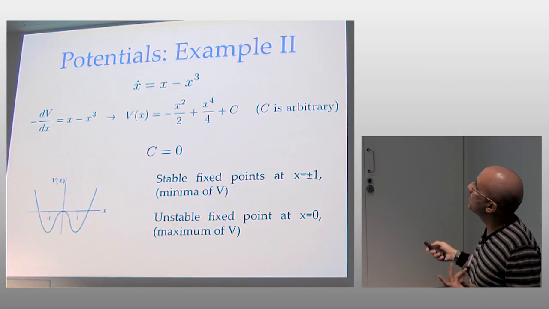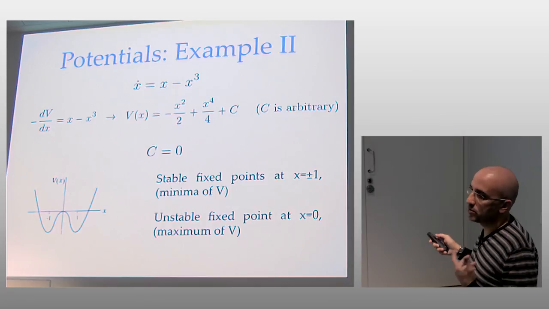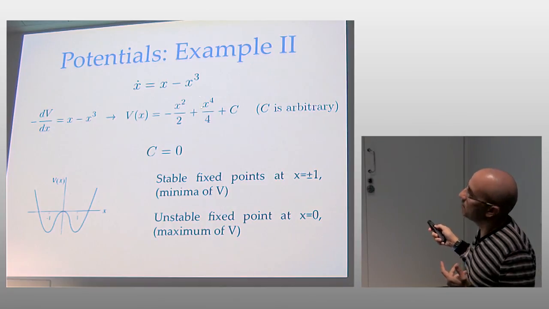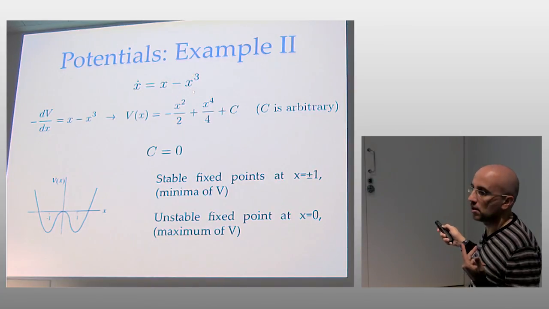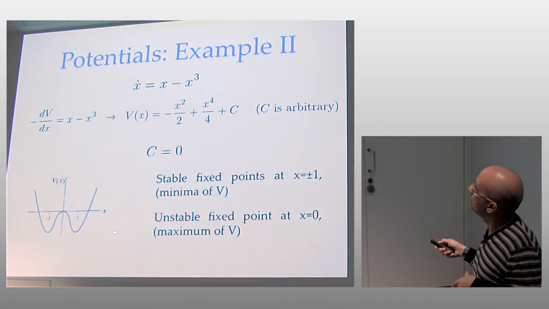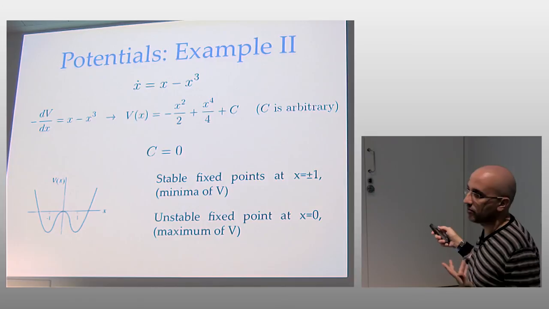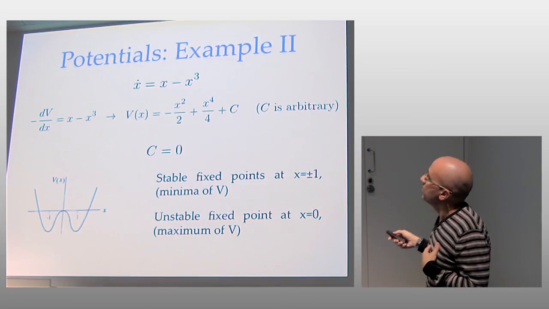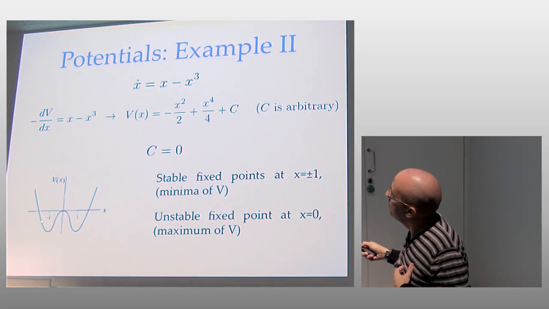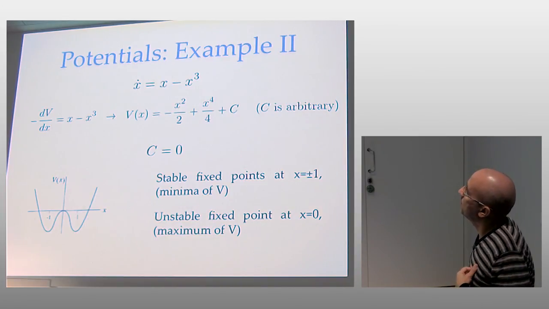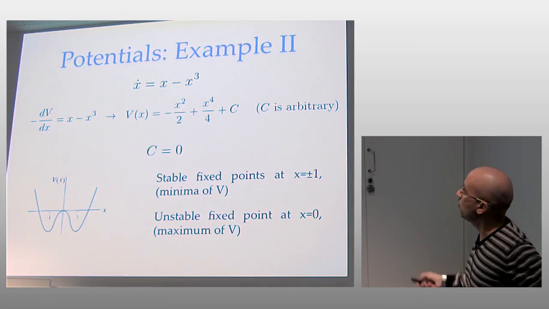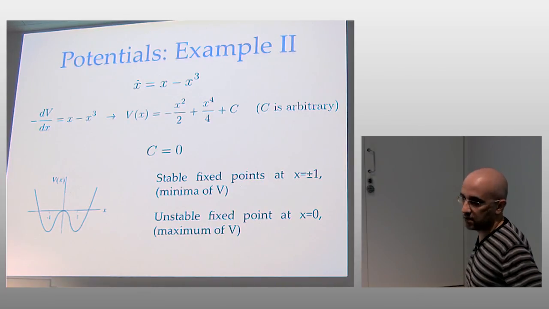You can find the same results by analyzing f(x) directly as we've done before. This is a cubic. It has 3 solutions. One is x equal to 0, as you can see here. The other 2 are plus and minus 1. So this is easy to see by drawing the velocity field or by computing the derivative of f at those points, that the 2 points at plus and minus 1 are stable fixed points, and the one at the origin is an unstable fixed point.